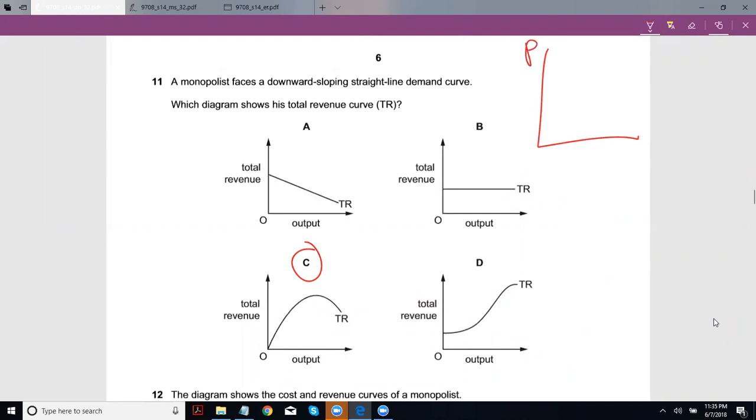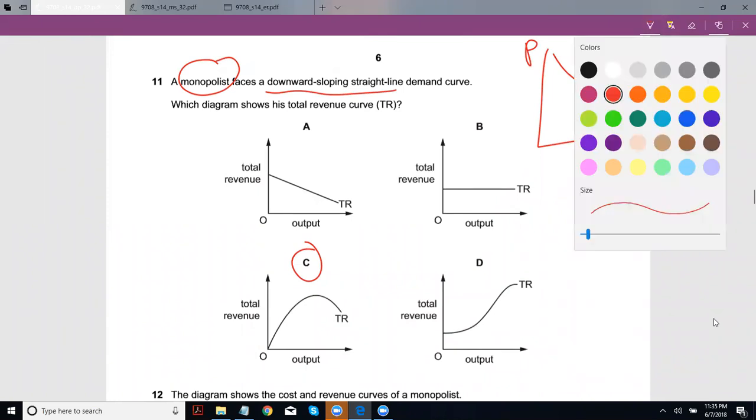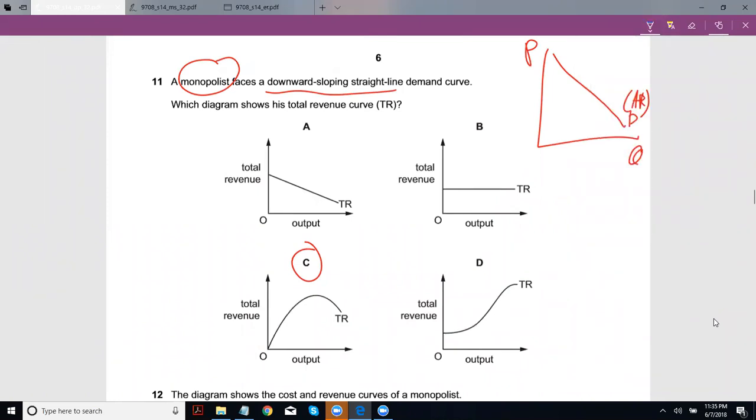So you have price, you have quantity, you have your demand curve. And again, they've told you it's a downward sloping straight line. So even if they hadn't told you it's a monopolist, you would still draw this demand curve. You know that this is also your average revenue curve. Your marginal revenue curve falls twice as fast. So that's MR. Let me in fact extend it.